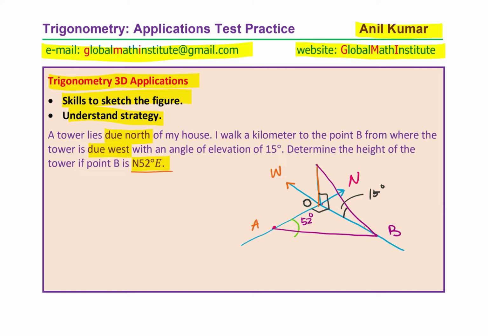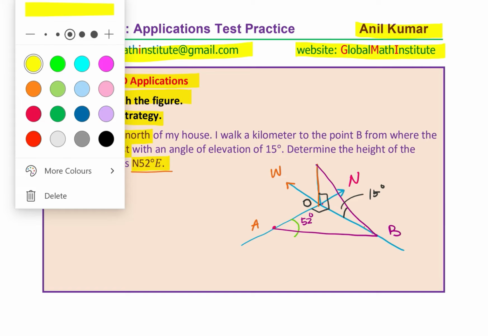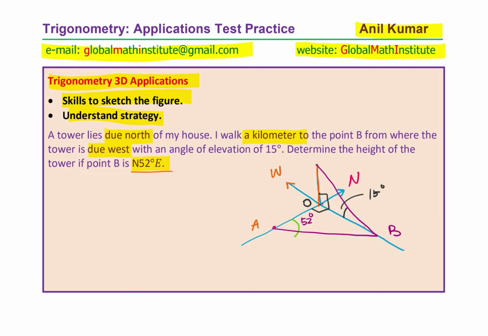Now, how are you going to solve it? We are also given the distance between A and B, which is 1 kilometer. I walk a kilometer. So 1 kilometer means we can write 1000 meters here, right? Between A and B. Now to solve this triangle, we need to find the height. So to get to the height, we need O to B, right? And we can always find O to B using the triangle AOB, which is the right angle triangle, right?